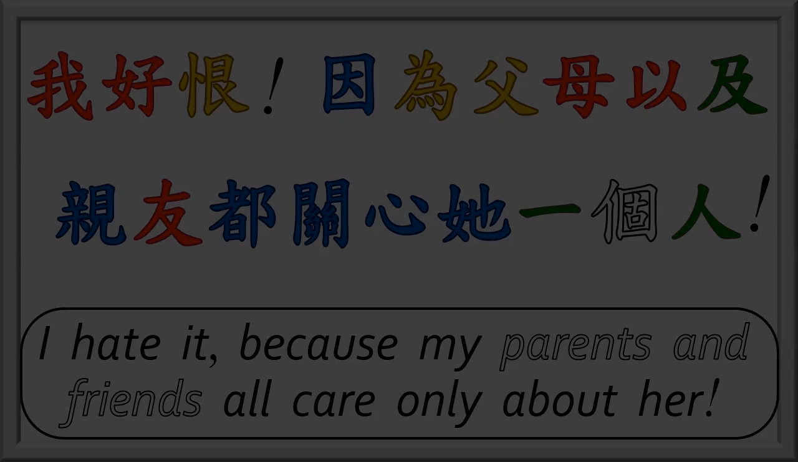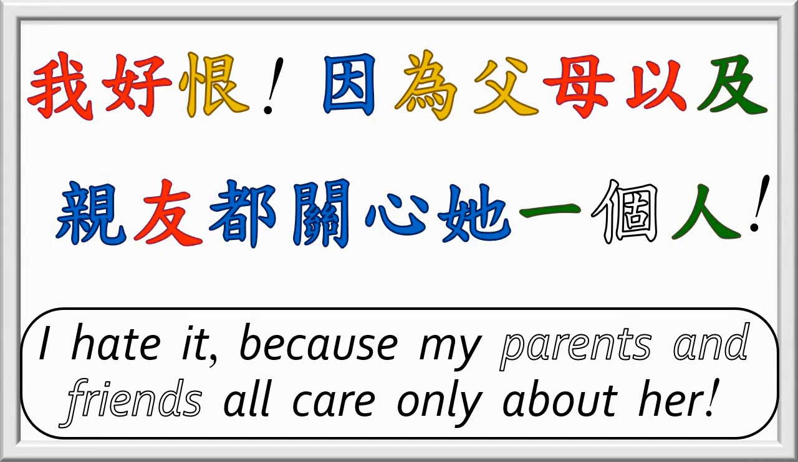亲朋好友 for friends and relatives is often reduced to just 亲友. 我好恨，因为父母以及亲友都关心他一个人. I hate it because my family and friends all care only about her.